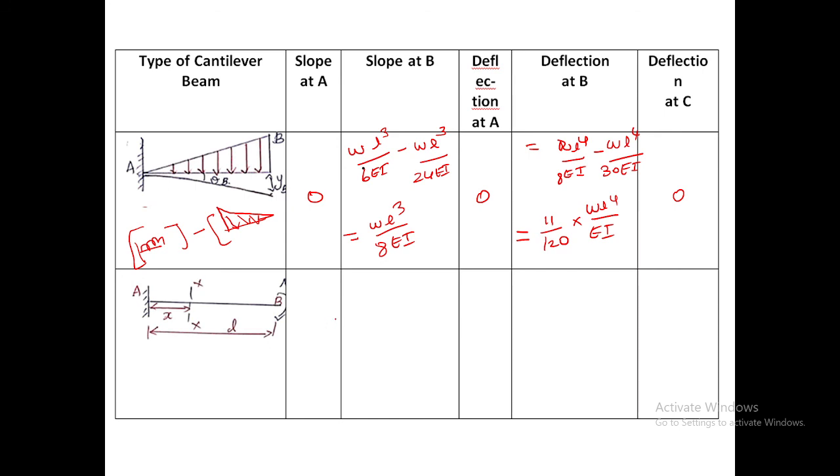So the next case is the bending moment at point B. The slope at A is 0. Theta B equals bending moment into L divided by EI. Deflection at the fixed point is 0. Deflection at point B is M L square divided by 2 EI. Deflection at point C is 0.